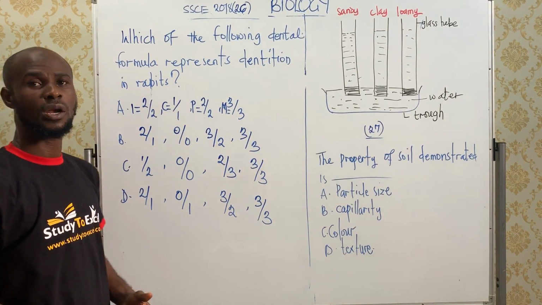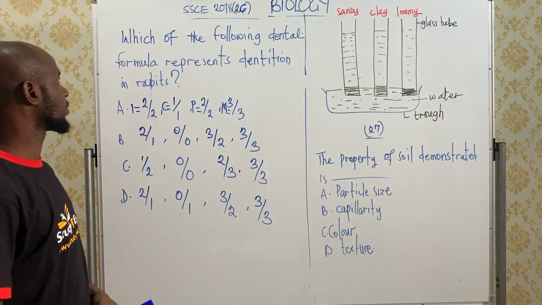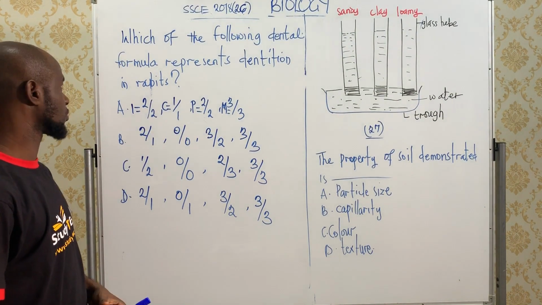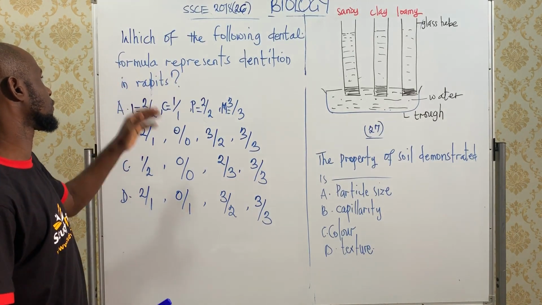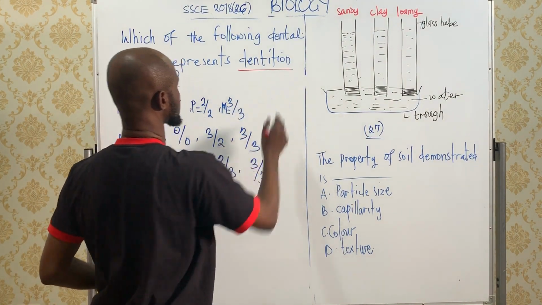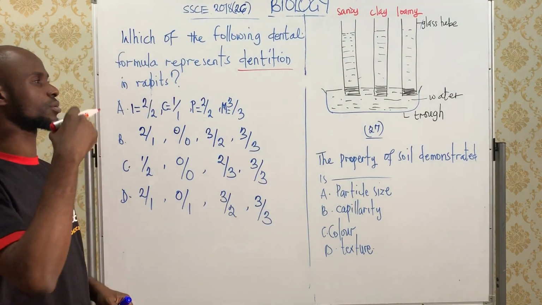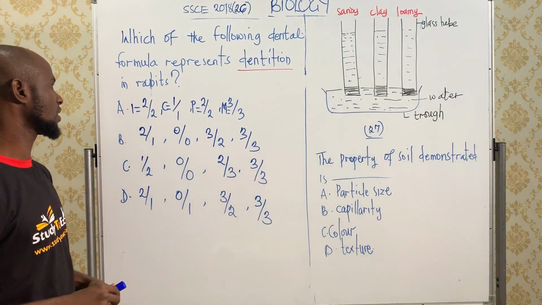Today we're going to continue our class on the past question, and we're going to start with number 26. Which of the following dental formulas represents the dentition for rabbits? So what is dentition? Dentition is the arrangement of teeth within the jaws of the mouth. The arrangement of the teeth and the number of the teeth.